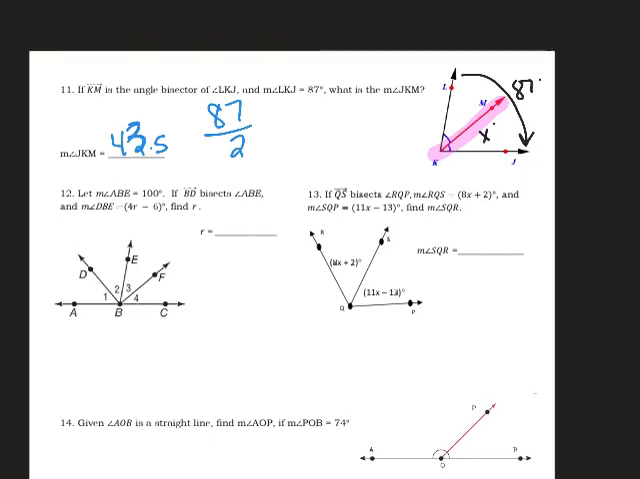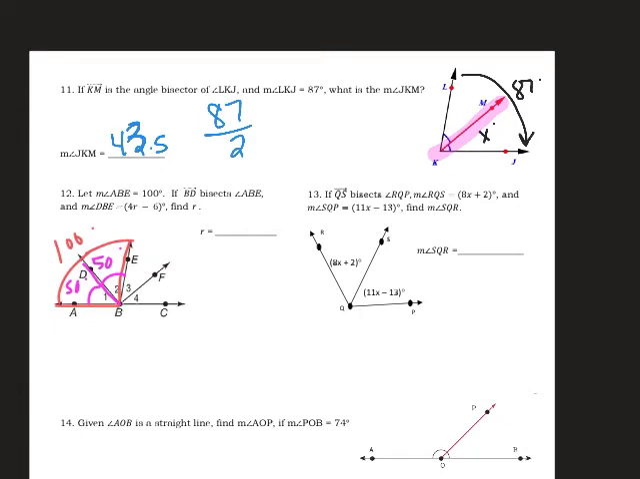Let the measurement of angle ABE be 100. This is all 100 degrees. It says BD bisects it. So again, what is BD doing to my angle? Splitting in half. So what's each one? 50. Good.